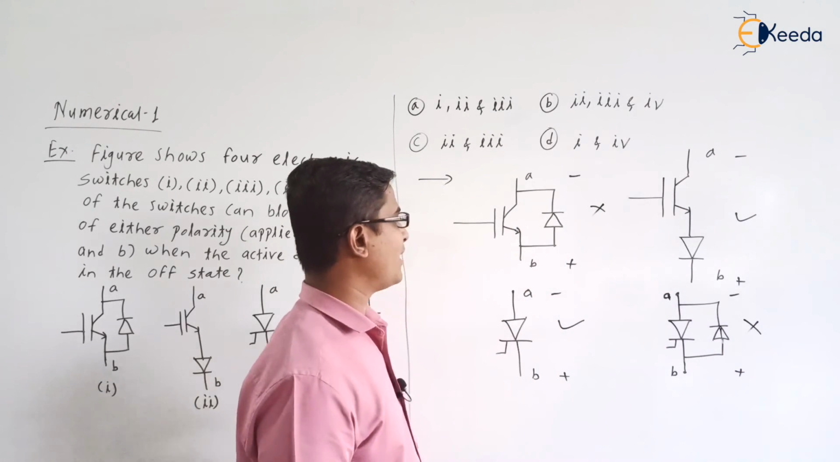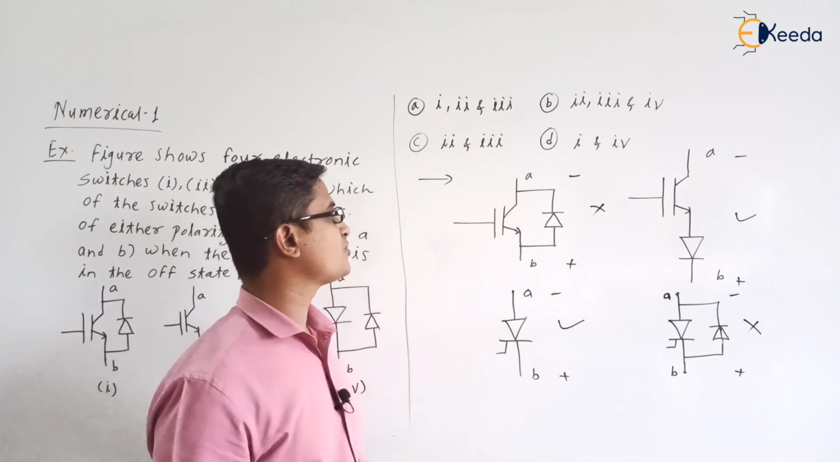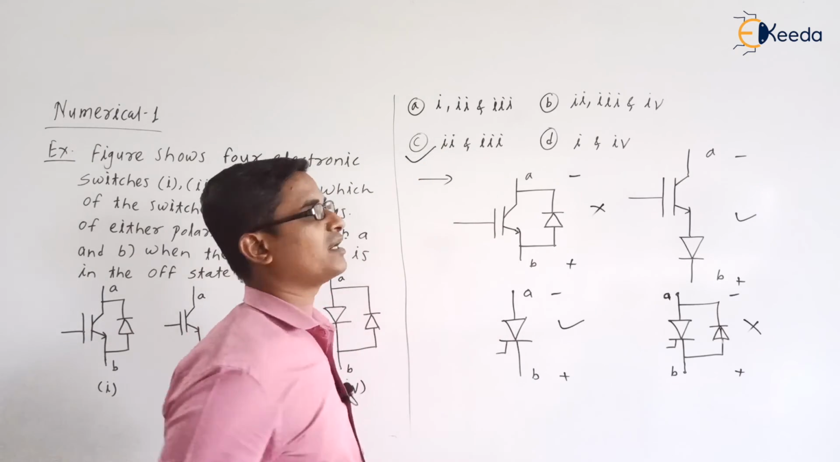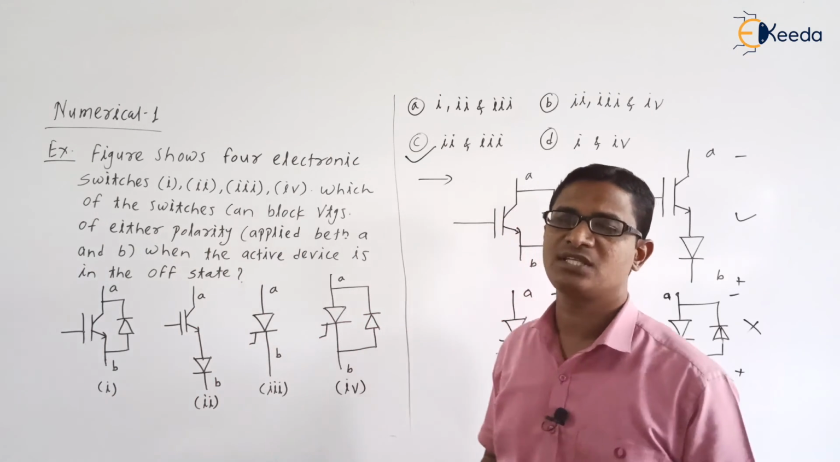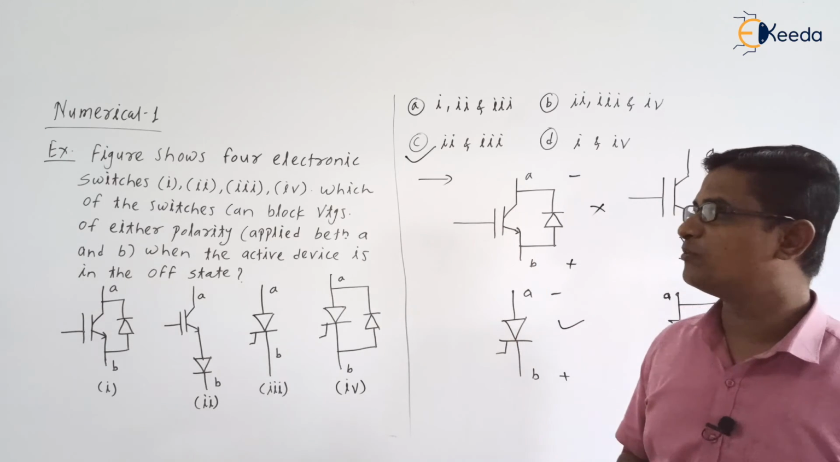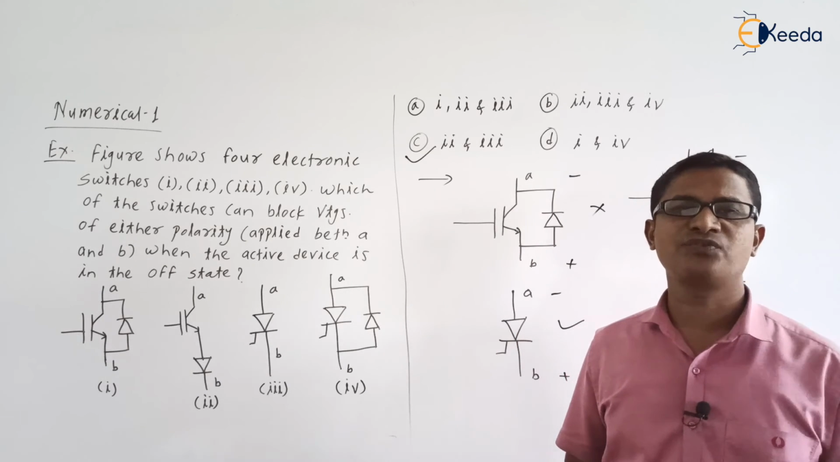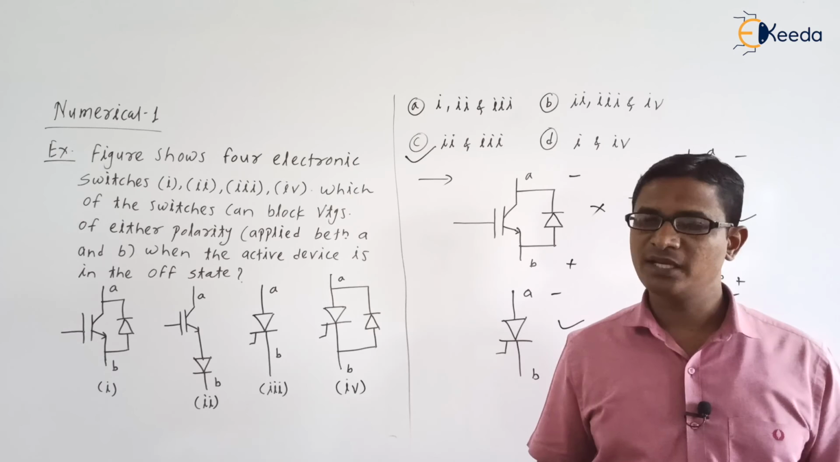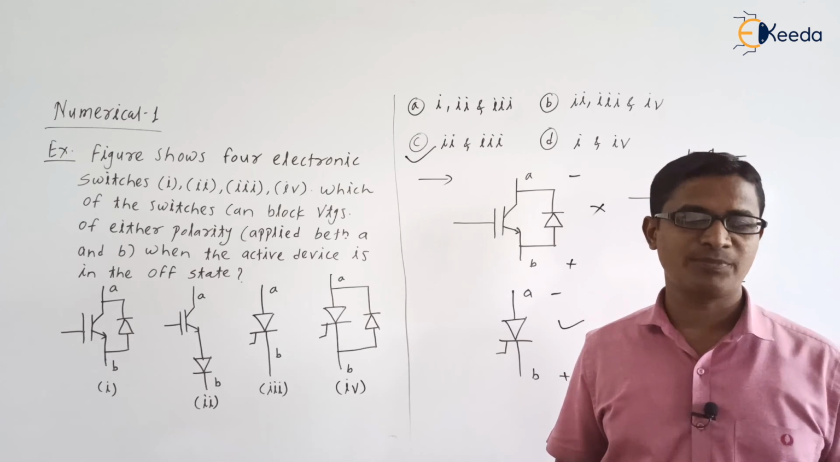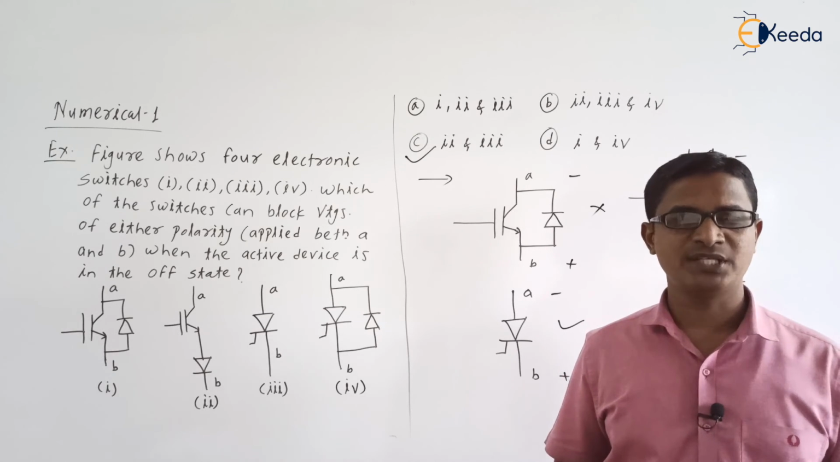So what is the final answer? Second switch and the third switch. Second and the third switch is the correct answer. Are you getting the point? So option C is the correct answer. This is about the numerical 1 related to the switch or the switch combination. In the next video we are going to discuss one more example related to the switch combination.